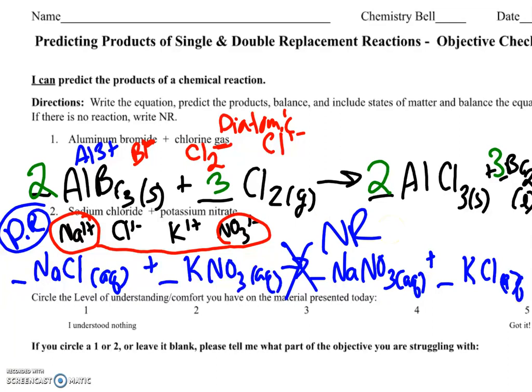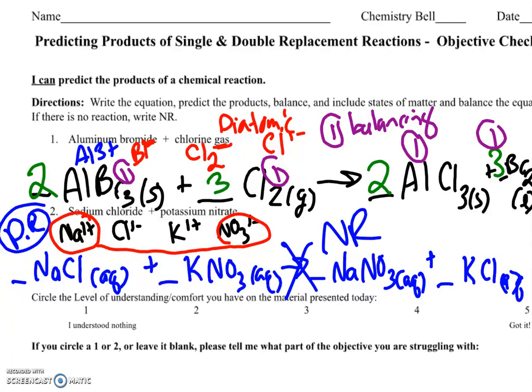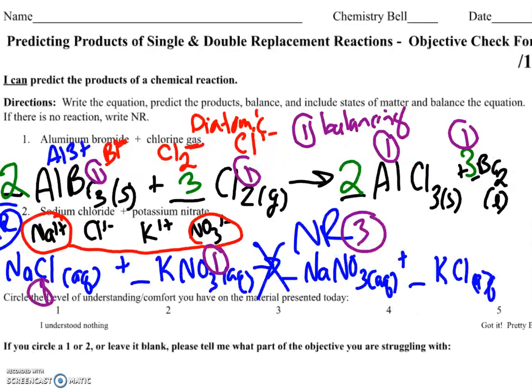Okay, so let's look at the points we're giving out here. So 1 point for aluminum bromide with its correct state, 1 point for chlorine gas formula correct state, 1 point for aluminum chloride and it being solid, 1 point for bromine liquid. That is 4 points, and then the 5th point is for balancing. And our next reaction, well, 1 point for sodium chloride in its correct state, 1 point for potassium nitrate in its correct state, and then let's say 3 points for identifying that it was not a reaction.